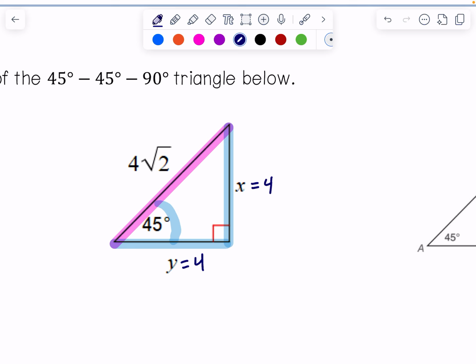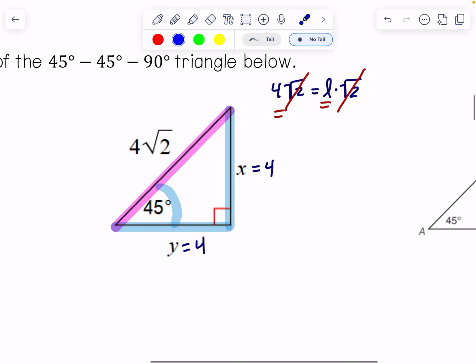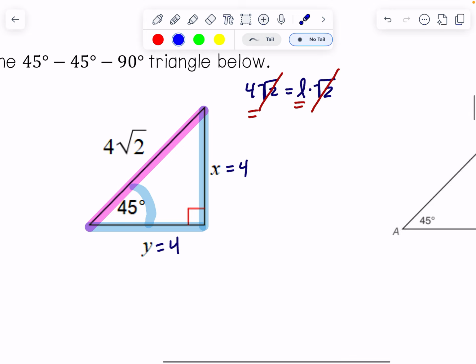But if you didn't see that immediately, we know that 4 root 2 has to be equal to whatever our leg is, I'm going to use a lowercase l here, times root 2, because that was the pattern that we saw above. Well, now that I see I have root 2 on both sides, I can cancel that out, meaning that my leg is equal to 4. And that is how we can get this. Once again, because they are 45-degree angles, these have to be the same length. So this one was a slight step up.